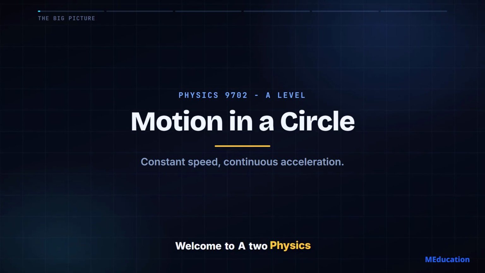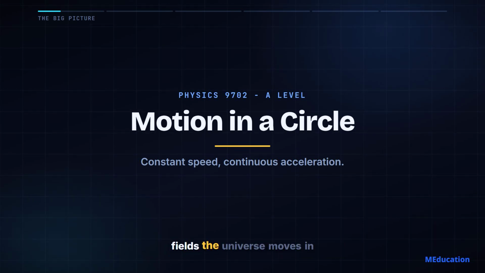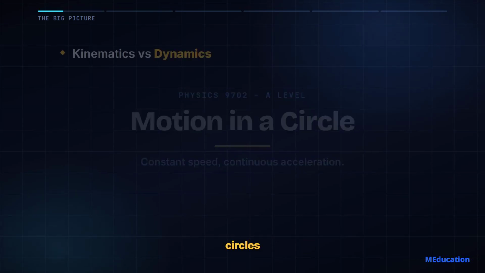Welcome to A2 Physics. In your first year, you mastered objects moving in straight lines and parabolas, but the physical world is much more complex. From planets orbiting stars to charged particles deflecting in magnetic fields, the universe moves in circles.